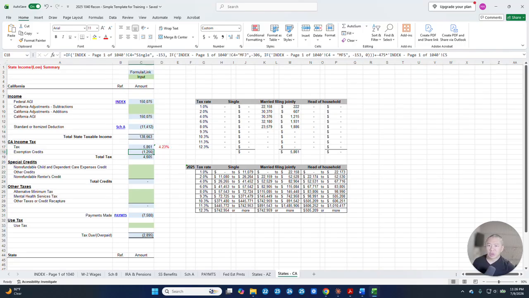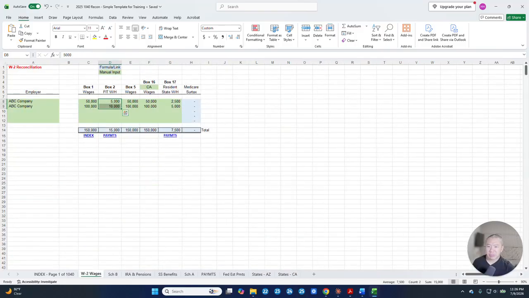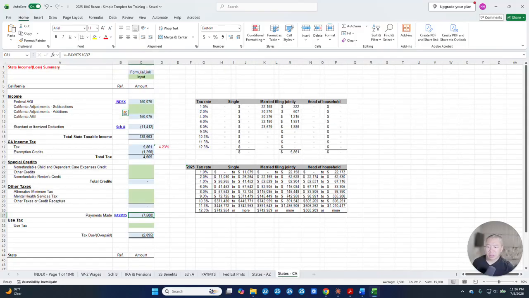There's some exemption credits based off of 2 people and 2 dependents. So the total tax is $4,605. We assume $700 in state tax payments made, which is this column. And therefore you should get a refund of $2,895. And let's just assume this was an Arizona resident.